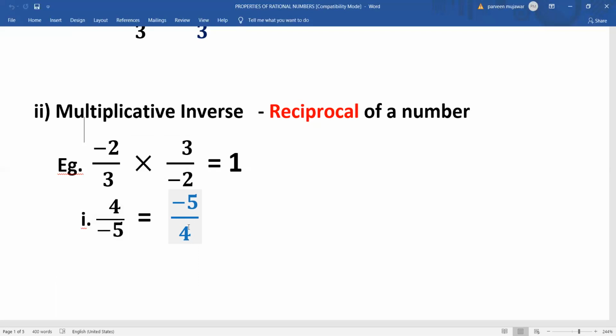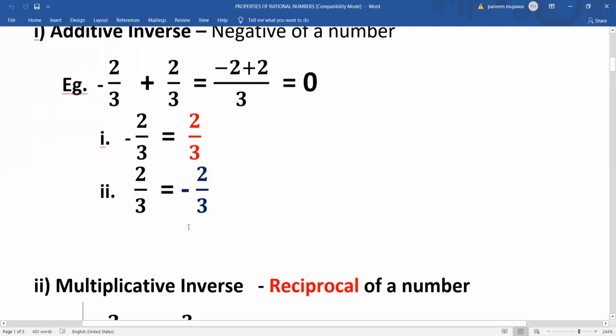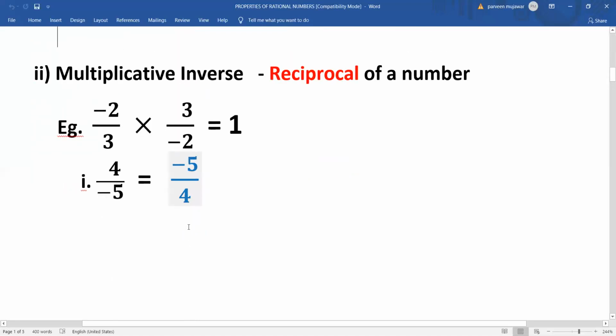So additive inverse is the opposite: plus will become minus, and a negative rational number will become a positive rational number. And what is multiplicative inverse? Multiplicative inverse is the reciprocal of a number.